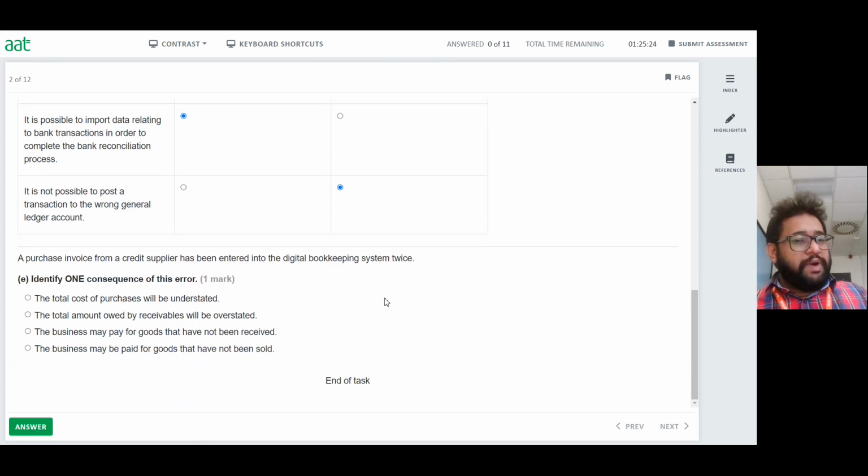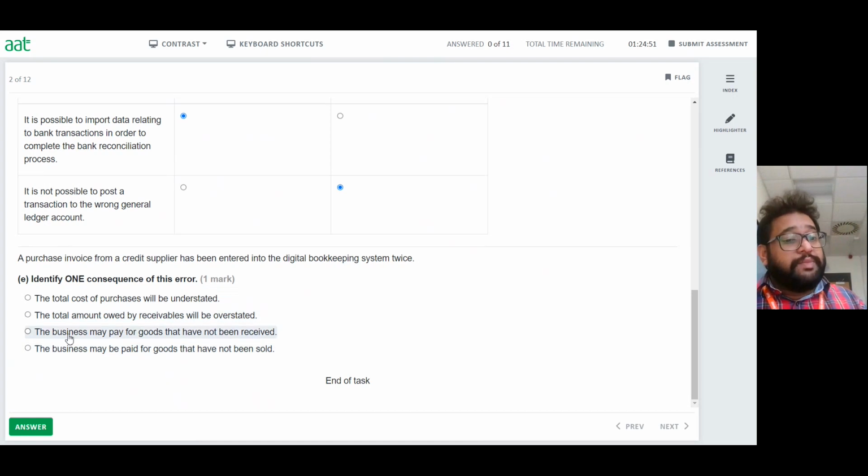And the last one is, a purchase invoice from a credit customer has been entered into the digital bookkeeping system twice. So what is one consequence of this error? If you enter something twice in the system, the total of the purchases will be understated. No, it's not right, because it will be more purchases, isn't it? So that's incorrect. The total amount owed by the receivables will be overstated. Again, this is receivables. This is a credit supplier, so that is a payable. So nothing to do with that scenario.